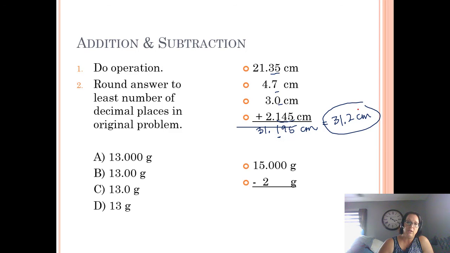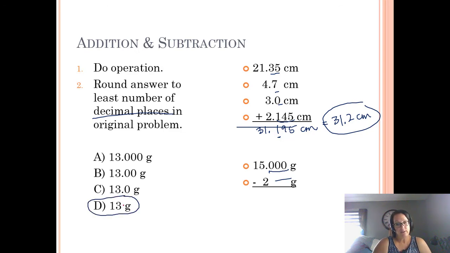If we look at this rule, it says do the operation. So clearly this is going to be 13. Round your answer to the least number of decimal places in the original problem. There are 3 decimal places here. There are none here. So this would be the most rounding you would do in this situation. No decimal places. So the correct answer would be D.